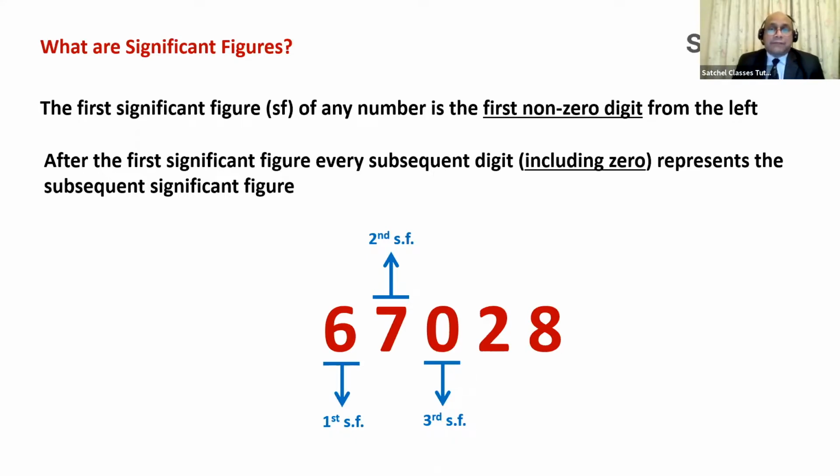So mind you, after you have found the first significant figure, even zeros become significant figures. It's only in the case of the first significant figure that you cannot have 0. You need to ignore all the zeros from the left. You have to hit upon the first non-zero digit to find the first significant figure. But once you have found it, all other digits are significant in that order. So the digit after the first significant figure becomes the second, after that is the third significant figure, even though it is 0 in this case. The fourth significant figure is the 2, and the fifth is the 8 in this number.